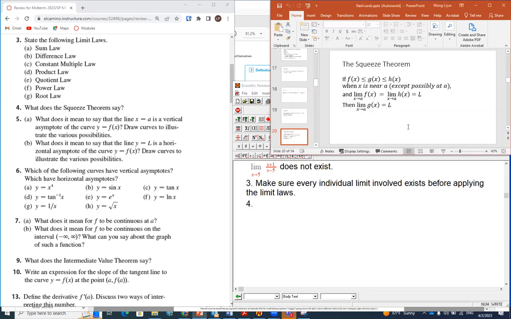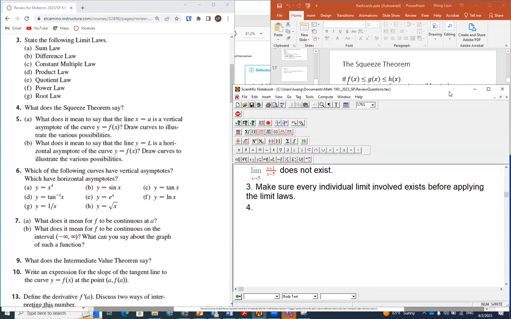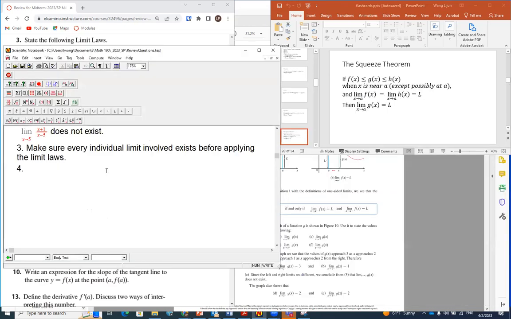So we're going to dissect the squeeze theorem. What's in the squeeze theorem? When you see that theorem, you're going to apply it. So the first condition.